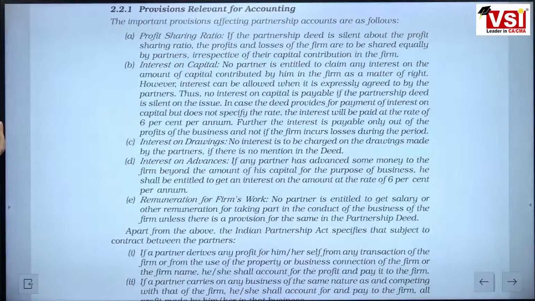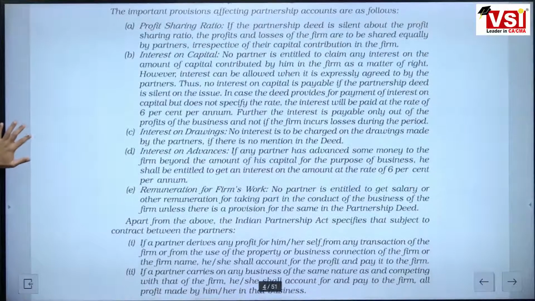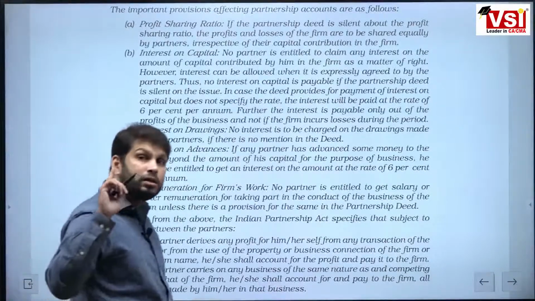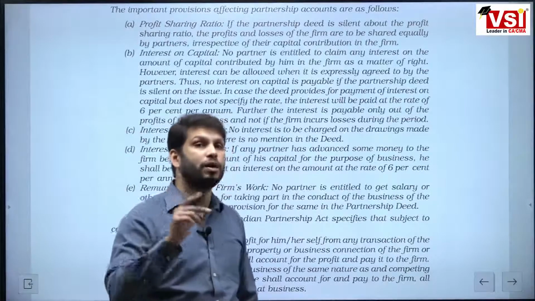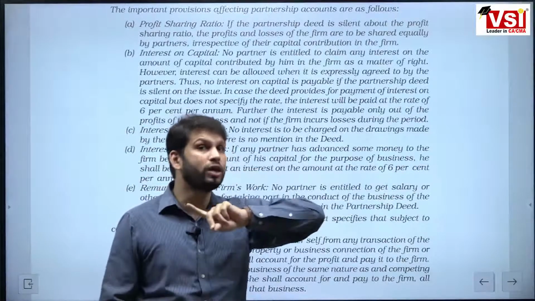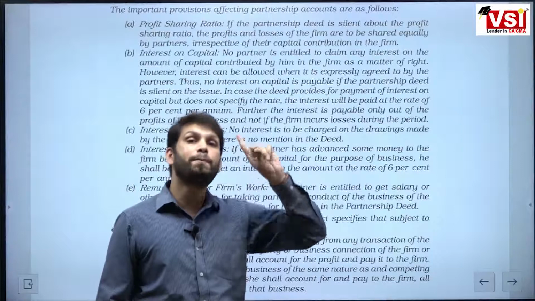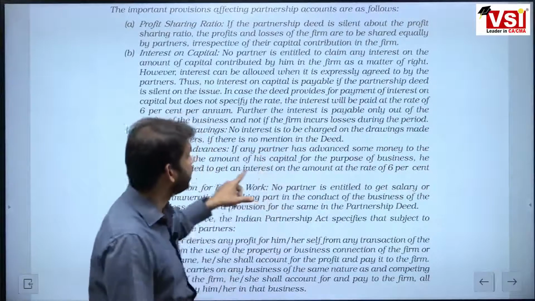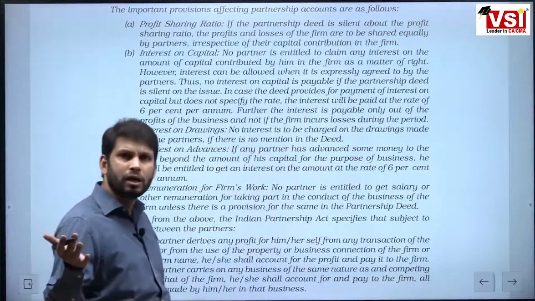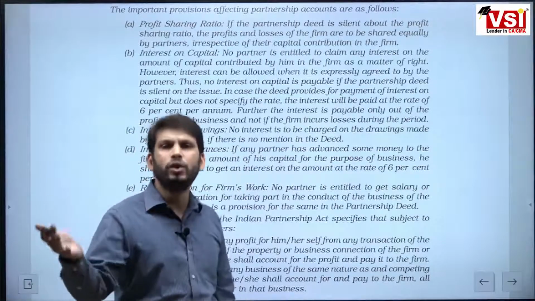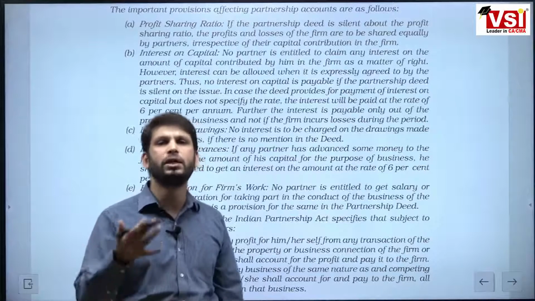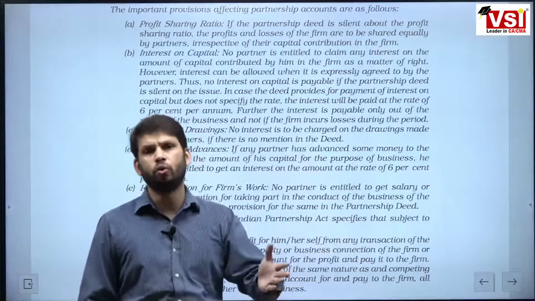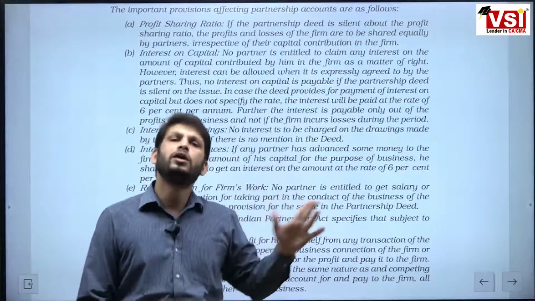interest on advances. So, if any partner has advanced some money, in this case, the partner has given a loan to the firm. The firm has not given any loan to the partner. It's the partner who has given a loan to the firm. The firm sometimes needs money, like for 10 days, 15 days, the firm needs 1 lakh rupees. So a partner says, why go to a bank and ask for a loan? I'll give you 1 lakh rupees. Firm, you pay me interest.